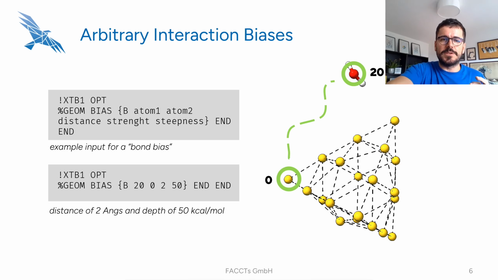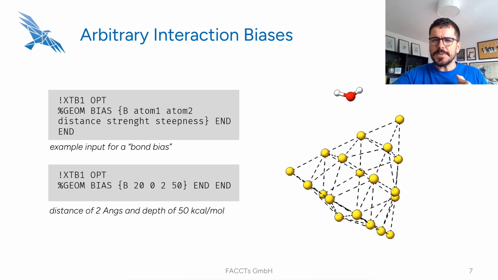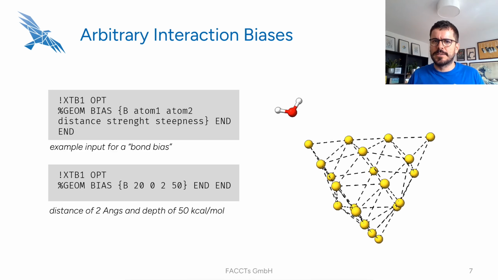And then you give the 2 atoms involved, 20 and 0, and you don't need to give, but here I gave a distance of 2 angstrom. Otherwise, it's just the van der Waals distance. And you also can give a strength for the interaction. And here I gave 50 kcal. The default is 25. And when you optimize, as it's written here, so XTB opt, and then you give the bias, this is what happens. So there is a bias that pushes the water towards the tip of the pyramid.